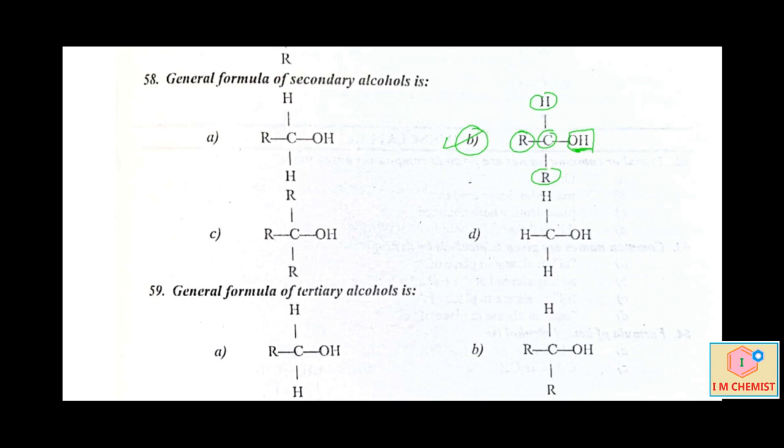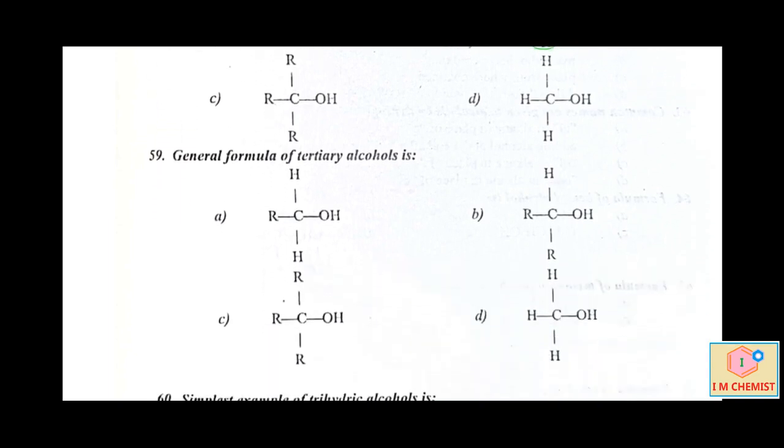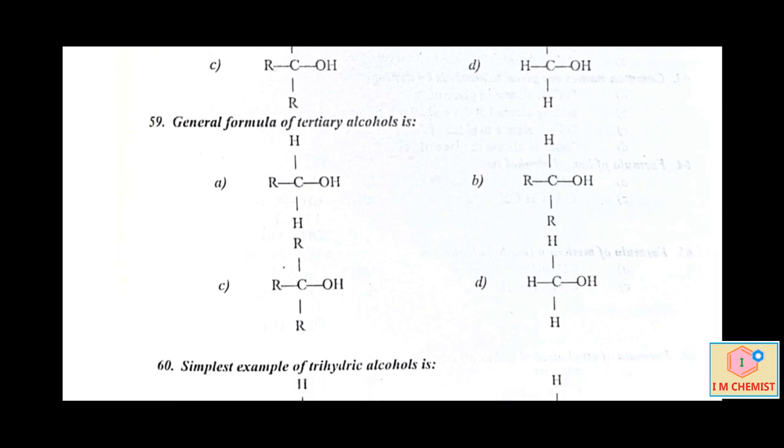And then MCQ number 59. General formula for tertiary alcohol. So in case of tertiary alcohol, this carbon atom which is known as alpha carbon, because it is directly linked with hydroxyl group, that is functional group, if it is attached with 3 alkyl groups, hence it would be a tertiary alcohol. So option number C would be correct. MCQ number 60. Simplest example of trihydric alcohol. So in case of trihydric alcohol, the formula would be like this.